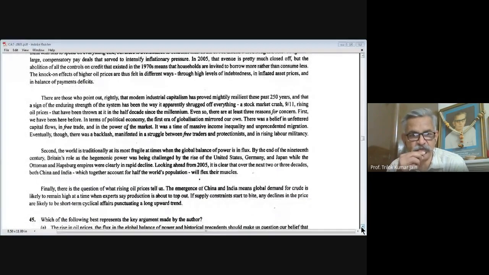Finally, there is the question of what rising oil prices tell us. The emergence of China and India means global demand for crude is likely to remain high at a time when experts say production is about to top out. If supply constraints start to bite, any declines in the prices are likely to be short-term cyclical affairs punctuating a long upward trend.